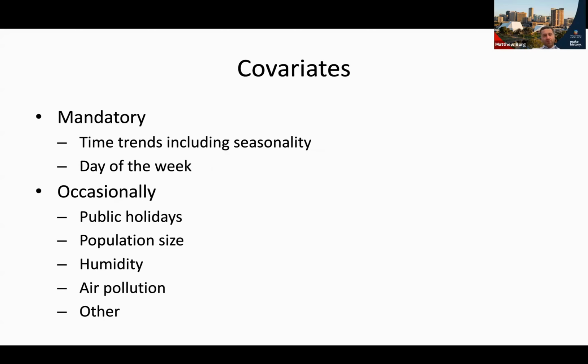Often with these models, temperature and heat waves are not the factor that has the strongest effect on the outcome, and these often need to be incorporated as covariates. The big two variables would be time trends, including seasonality and day of the week. These often have a very large impact on health outcomes. For example, usually you tend to get fewer adverse health outcomes on weekends. It tends to be worse on the working days.